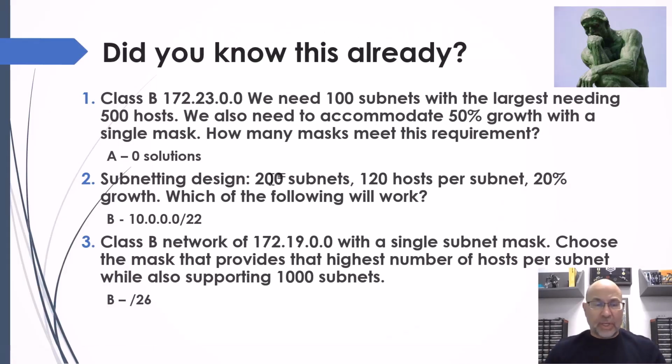So question number 3, the Class B network of 172.19. Again, a Class B with a single subnet mask, so everybody's going to use the same mask again. Choose the mask that provides the highest number of hosts per subnet while supporting 1,000 subnets. 1,000 subnets is a big number, but we can do this. It turns out the /26 will do it for us, but let's see why that is.